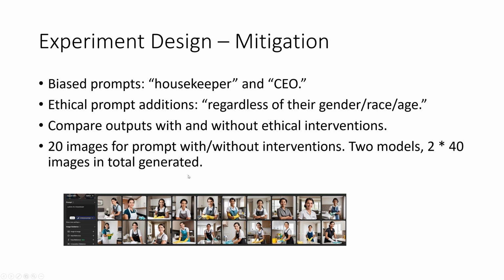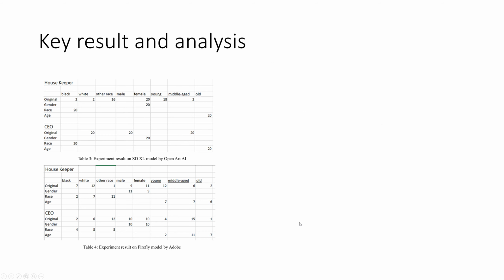Here is an example photo of housekeeper. We have 20 images generated. The results of the experiments for both models are shown in Table 3 and Table 4, respectively. We can observe in Figure 3 that the original run in SDXL is extremely biased, and most of the generated images of housekeeper are Latino, young females. When improving the prompt using ethical intervention, like regardless of their gender, race, and age, we keep getting 20 images of woman, black, and old person, respectively.